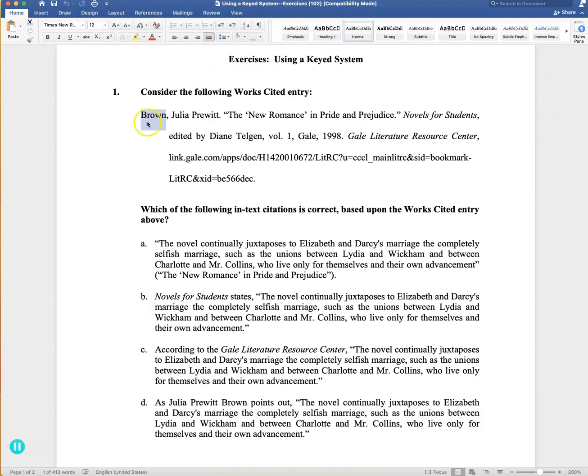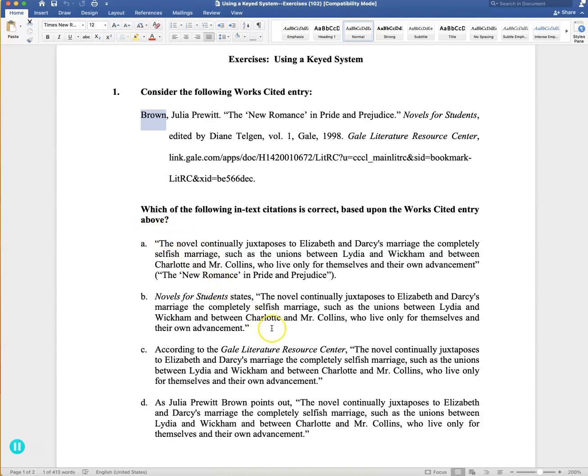So our key word is Brown because it's the first word, also the author's last name, which is very common. So A would not be correct because Brown is not anywhere in that, right? It's using the article title, which is the second thing. That's wrong. The only time you would ever use the article title in parentheses or anywhere in your in-text citation is if it was the first word of the entry, which does sometimes happen. A is also wrong because it doesn't have a signal phrase to introduce the quote, so that's bad too.